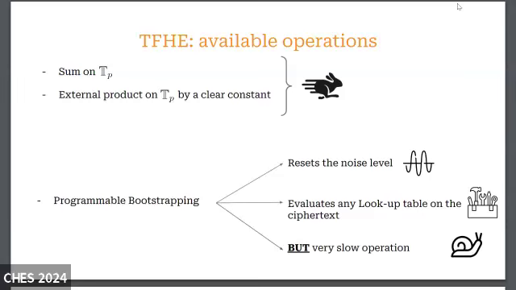And in TFHE, this is done by the third operation, which is the programmable bootstrapping. That allows you to reset the noise level homomorphically, so that's nice. But what's extra nice is that while you are resetting the noise, you can evaluate any lookup table on the ciphertext. But it comes at the cost of a very slow operation. So the typical workflow with TFHE is you pack as many linear operations, which are super fast, as you can, and when the noise becomes too big, you do a bootstrapping, and you have a fresh ciphertext to work with.